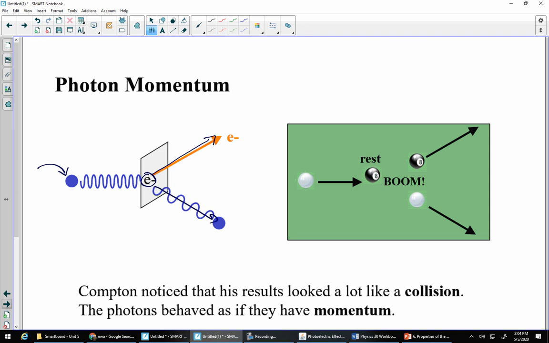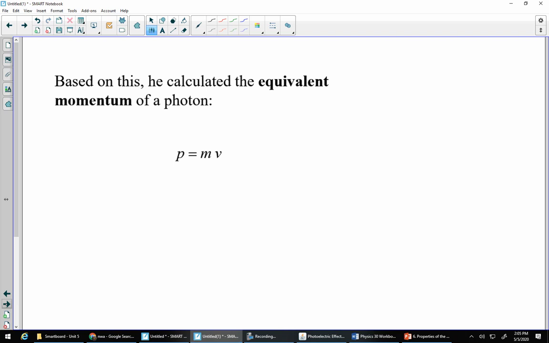What types of things collide? Well, particles are colliding, and photons are now behaving like particles, as if they have momentum. We talked about before that momentum is the product of mass and speed, but photons don't really have a mass, so there's a bit of an issue there. So what Compton did, and this is pretty smart, is he figured out the equivalent momentum of a photon using the equivalent mass. And here we go back to Einstein.